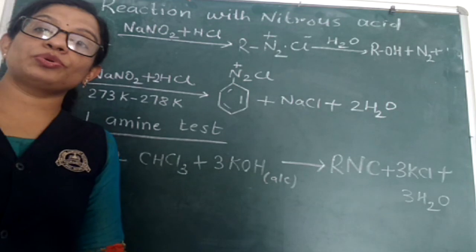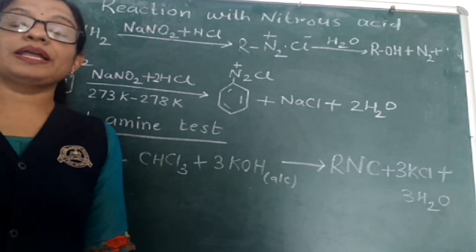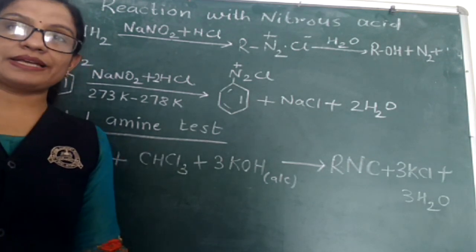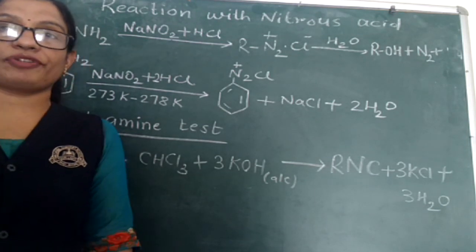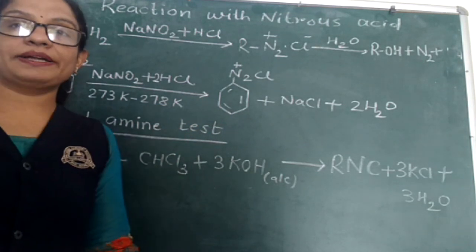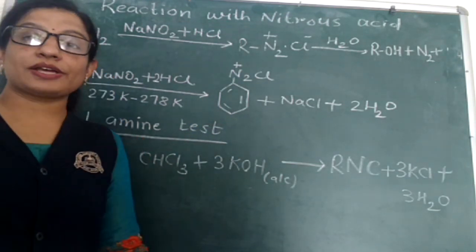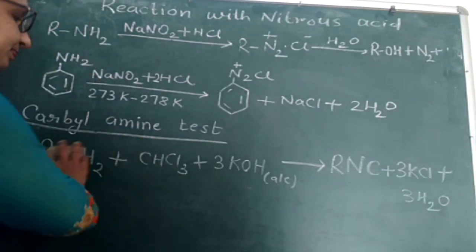It means if you want to know whether the amine given to you or any sample is a primary amine or not, we have to perform the carbylamine test. If we get a foul-smelling substance, that means it is primary. If not, it may be secondary or tertiary. This is the carbylamine test. Coming to the next reaction of amines, that is the reaction of amines with Hinsberg's reagent.